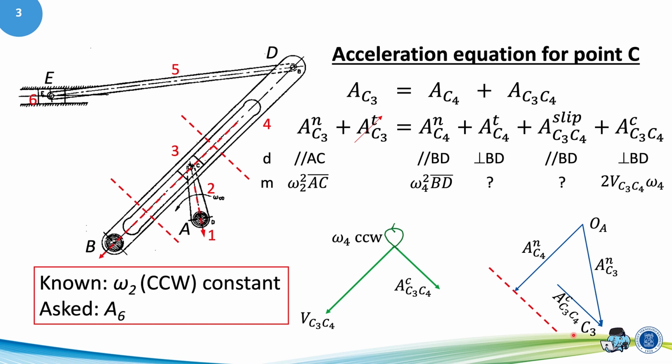So we draw it here, and you can see AC3C4 Coriolis is on a different side from the AC3 normal. That's why here, head to head. And finally, we can draw the direction of the AC3C4 slip at the tail of the vector AC3C4 Coriolis. It will become like this. And finally, we can construct the complete acceleration polygon. This one is the vector of AC4 tangential, and this one is the vector of AC3C4 slip. And you can see this one is the point C4.